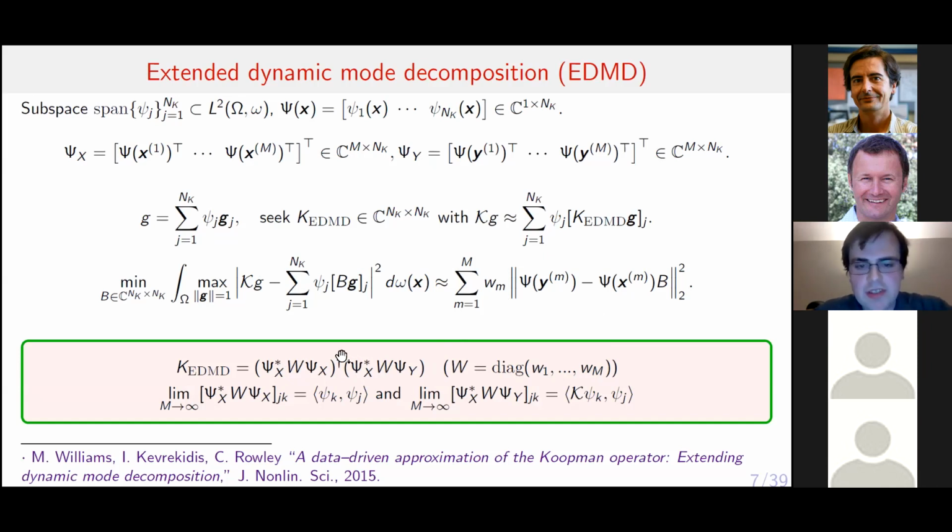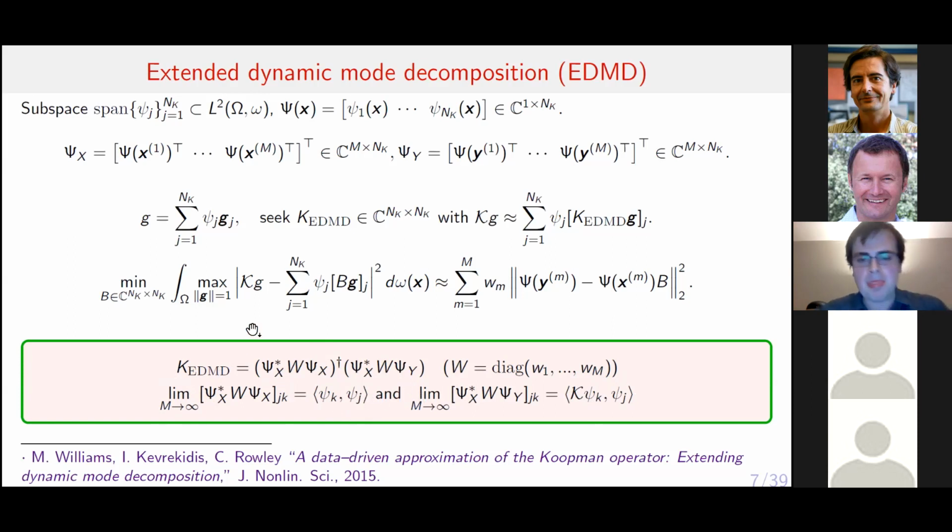The dagger here is just the pseudo inverse. But the key thing to note from this slide is this convergence. In a lot of different scenarios, you can prove that as the number of data points goes to infinity, these two matrices will converge to the Gram matrix of the dictionary, and also a Galerkin approximation of K, respectively. So that's the key thing to take away from this slide. The inner product here corresponds to the Hilbert space L2 omega. That's just what these angled brackets mean.